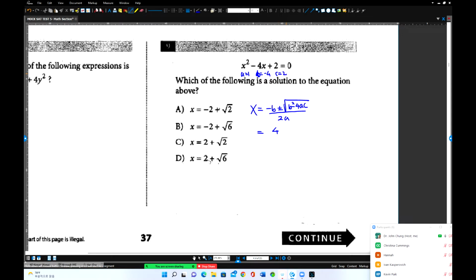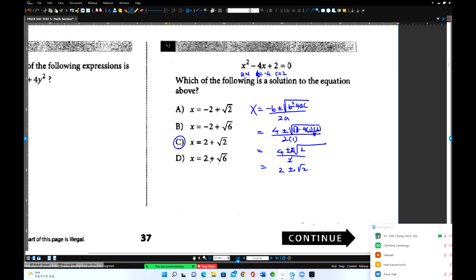Substitute all these numbers into the equation. So that is 4 plus or minus the square root of negative 4 squared, which is 16, minus 4 times a, which is 1, times c, which is 2, over 2 times a, which is 1, right? Simplify this one. Inside is 16 minus 8, that is 8. 8 is 2 root 2, right? You can divide it by 2 over there. So 4 divided by 2 is 2, plus or minus root 2. That's the answer.